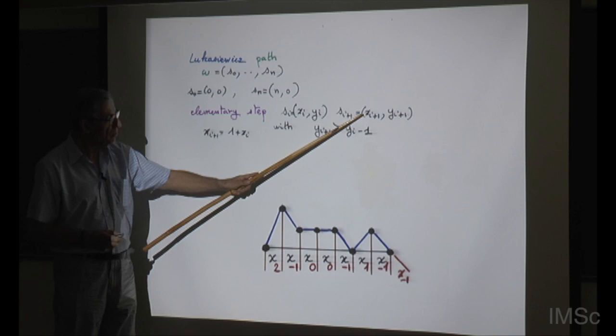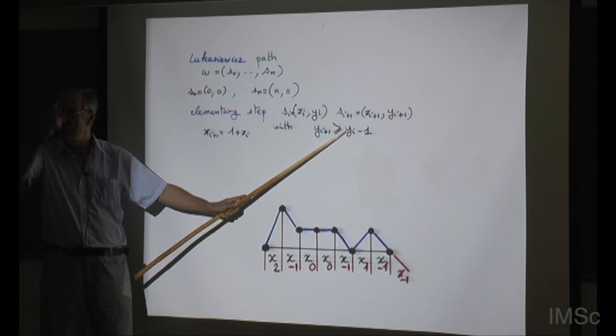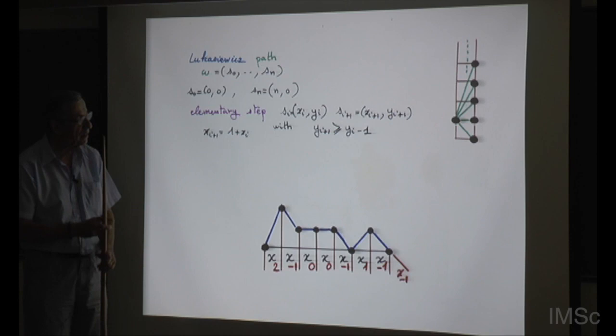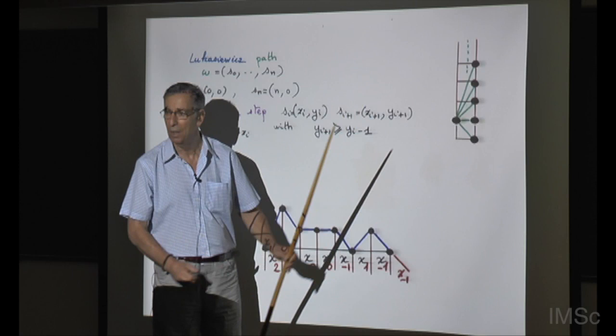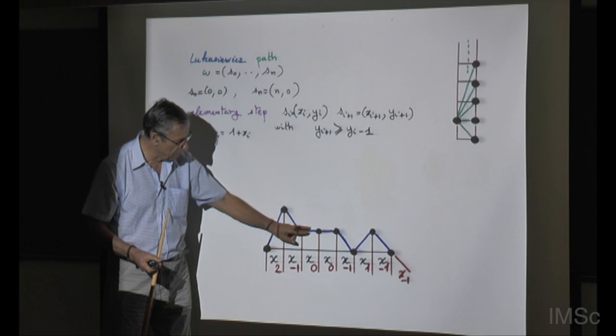The abscissa increases by one, but then the level, you can go down, you can stay at the same level, or you can go up at any height you like. So you see an elementary step of this kind: like for the Dyck path or Motzkin, you can go down a level, you can go up, but now you can go up as far as you want in a single step, you can jump. For example, here I have a jump of two. Then I decrease by one, zero, zero, I decrease by one, up, one, one.